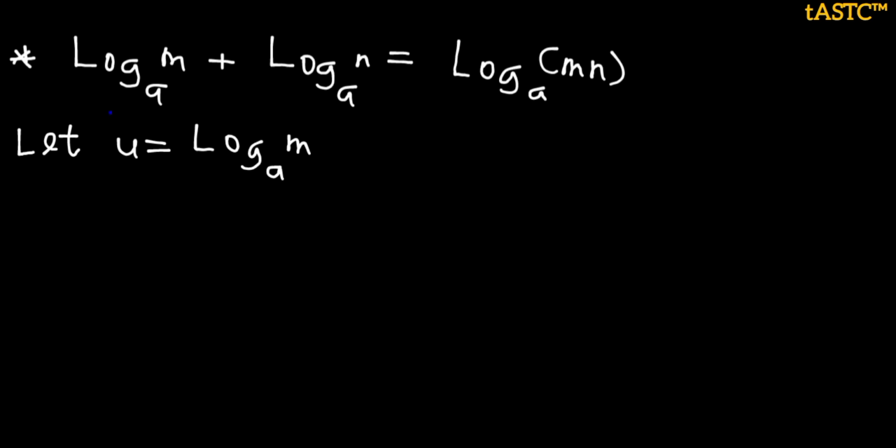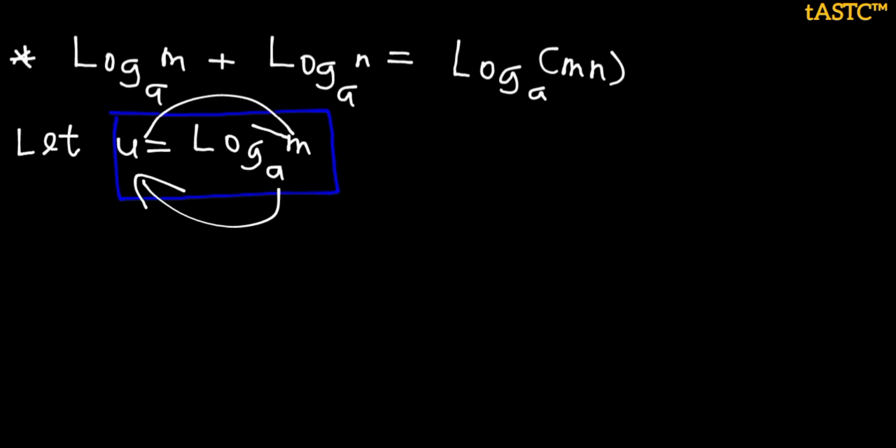Now if you have this expression, you can actually change it to an indicial expression. This is a logarithmic equation. You could change it to an indicial one. Now how can you do that? If you want to do that, you need to take the base of the initial logarithm and raise it to the power of the subject, which is on the other side of the equation. And the answer is going to be equal to the subject of the initial logarithm. So this is going to be a to the power of u, and that will be equal to m.